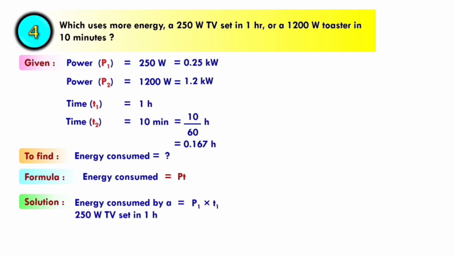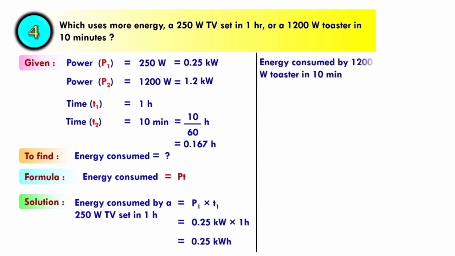Well, now energy consumed by a 250 watt TV set in 1 hour equal to P1 into T1 for the first case. Okay, so put the values now. 0.25 kilowatt into 1 hour, we will get 0.25 kilowatt hour. Now energy consumed by 1200 watt toaster in 10 minutes for the second case, this one. Now P2 into T2 we will get, after putting the values and multiplying it, 0.2 kilowatt hour.